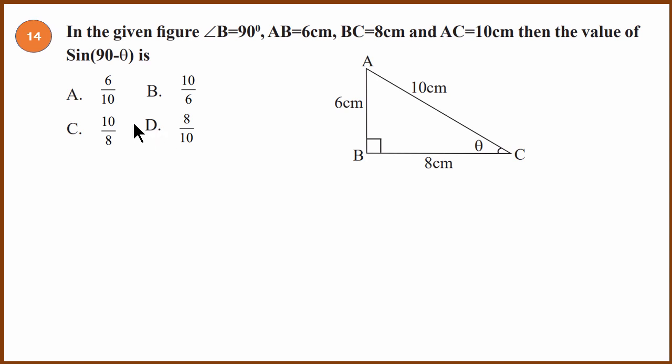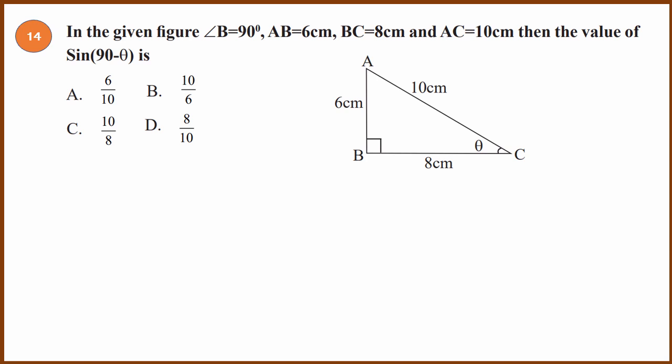Okay, so what is the question? In the given figure, B is 90 degree. So this angle is 90 degree. AB is 6 centimeters. BC is 8 centimeters. AC is 10 centimeters. Find the value of sine 90 minus theta.